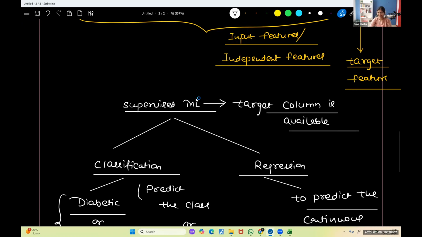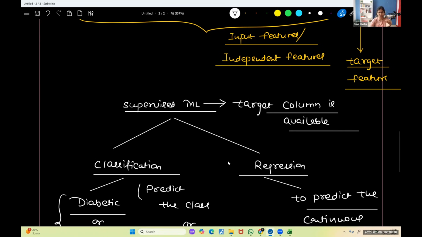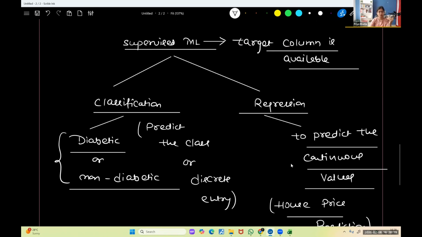So one thing, what is supervised machine learning? It means that we have this kind of data where the target column is available. Another thing, under that we have two classes, classification and regression. When we talk about classification, the main focus is to predict the class. When we talk about regression, the main focus is to predict continuous values. Is this fine? Yes, Harsh. Classification means categorical predictions, discrete predictions. Regression means continuous values prediction.